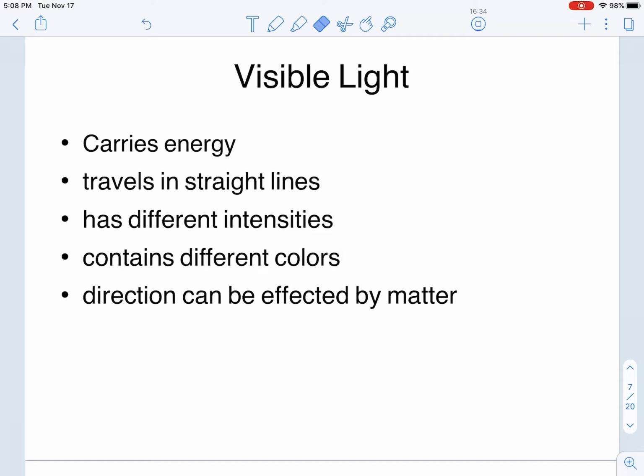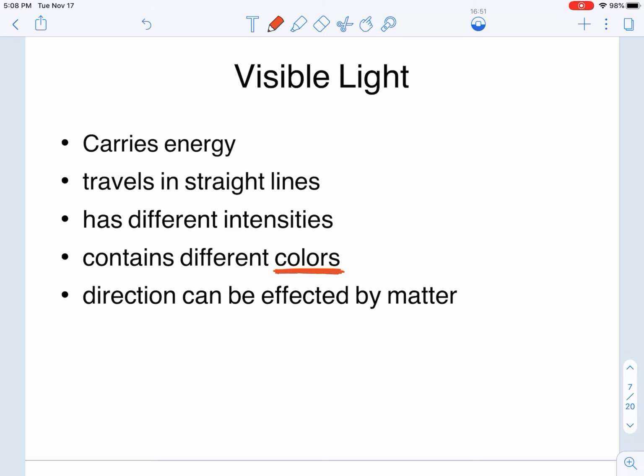Whatever the situation is, they're all going to be drawn with straight line vectors because light physically travels along a straight line path. It has different intensities. So again, our different shades. Let's skip down to the next one.